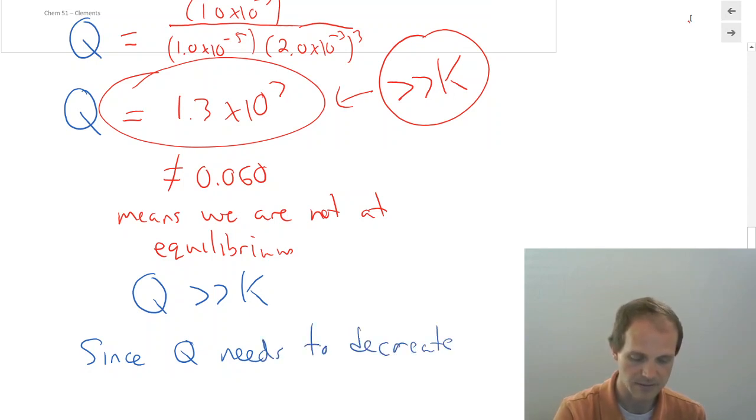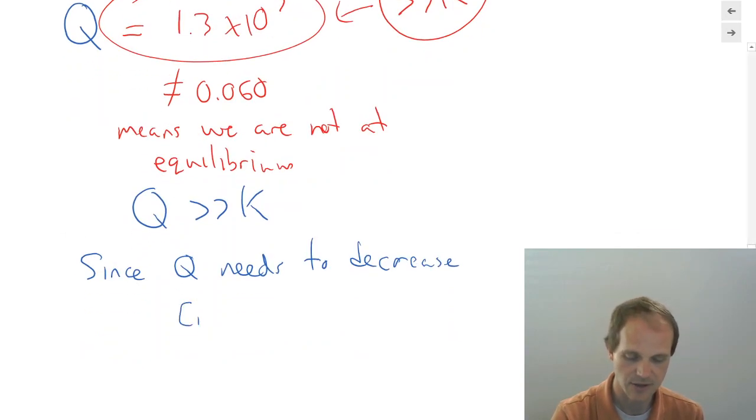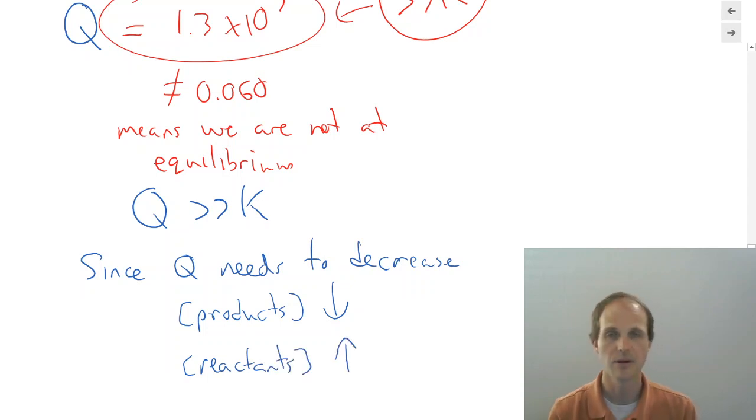what does that mean? It means that the concentration of our products must go down, and the concentration of our reactants must go up, which means our products are going to be forming reactants preferentially. Not entirely, right? Dynamic equilibrium, there's always reactants forming products and products forming reactants, even as it's running.